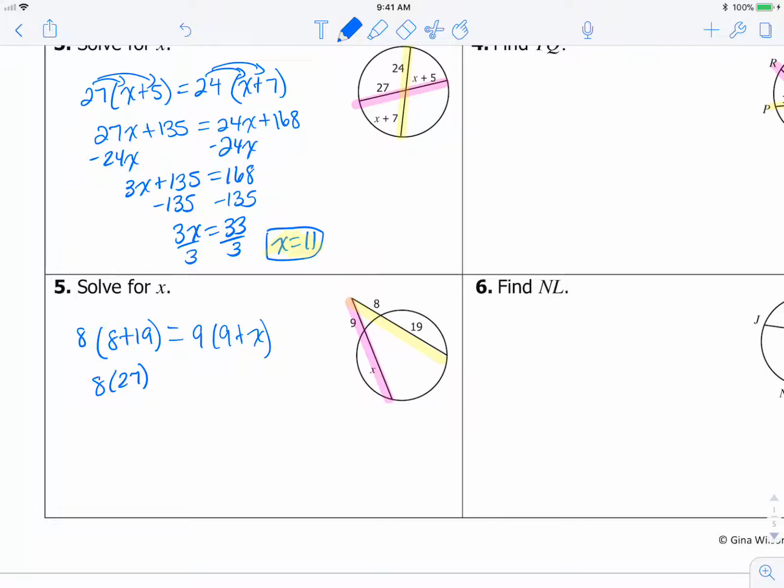Okay, and then we can't add 9 and x together, so we can go ahead and distribute. So that's going to be 9 times 9 is 81 plus 9x. 8 times 27 is going to be 216 equals 9x plus 81. So minus 81 minus 81. So then we have 9x equals 135, divided by 9, divided by 9, and x equals 15.